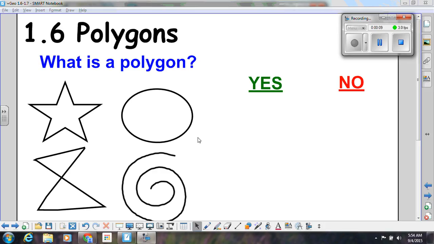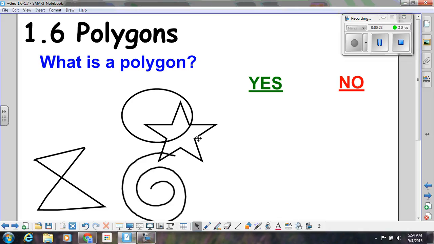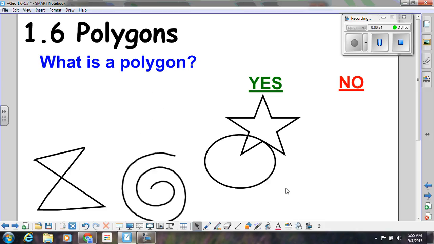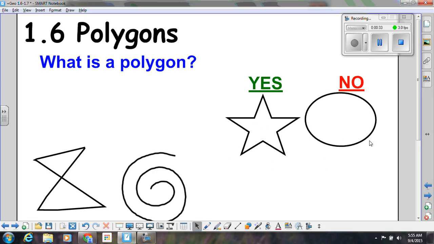So first we're going to talk about classifying polygons, and we need to really think about what is a polygon. So I have all these shapes, and we're going to put them where we think they should go. So think about whether you think a star is a polygon, whether a circle is a polygon. Some people might think yes, some people might think no.